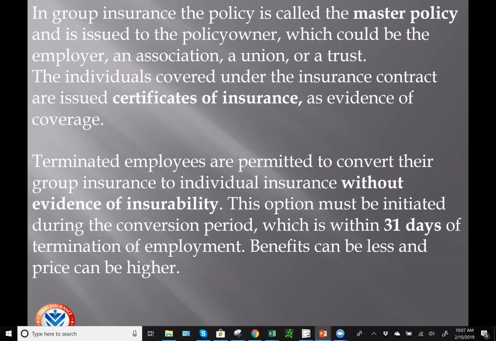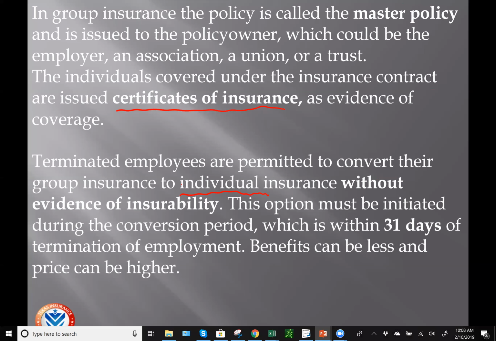Now, remember, with your group health, you as an employee do not own the plan. It's owned by the company. So the employer gets a master policy. Employees do not get a policy. What you do get are certificates of insurance. That's really important for your test, by the way. Now, if you leave your employer, you have a conversion privilege. You have 31 days to convert without proof of insurability to an individual plan.